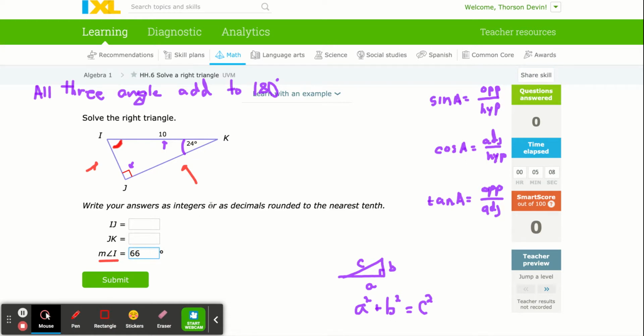Now, the sides are a little bit harder. We're going to use our trig functions. Since I know this angle here and I'm looking for one, I don't care which side I start out with. Maybe I'll start out with the adjacent side. So again, I'm going to label this as the adjacent side, and this is the hypotenuse, and this is the opposite.